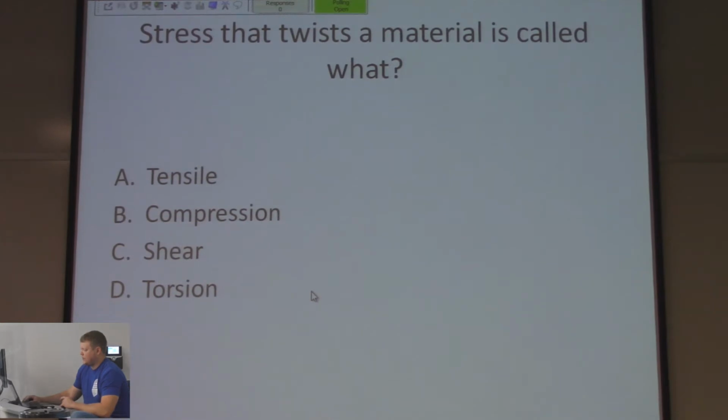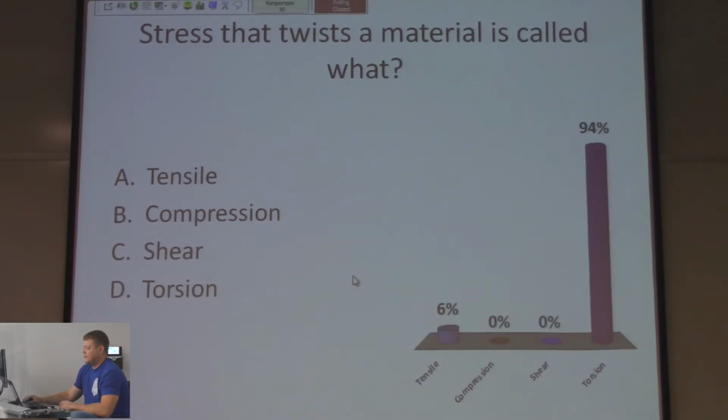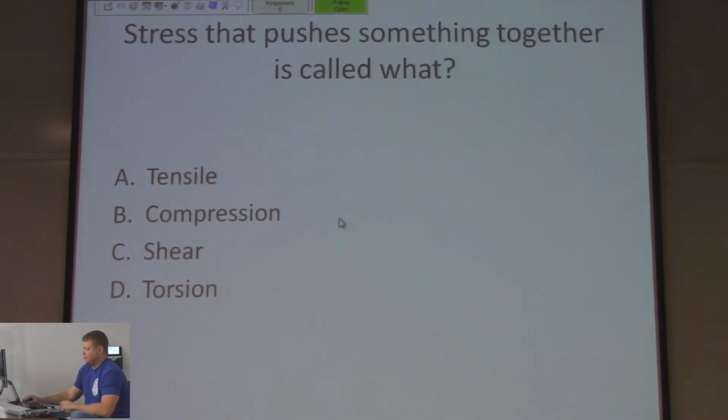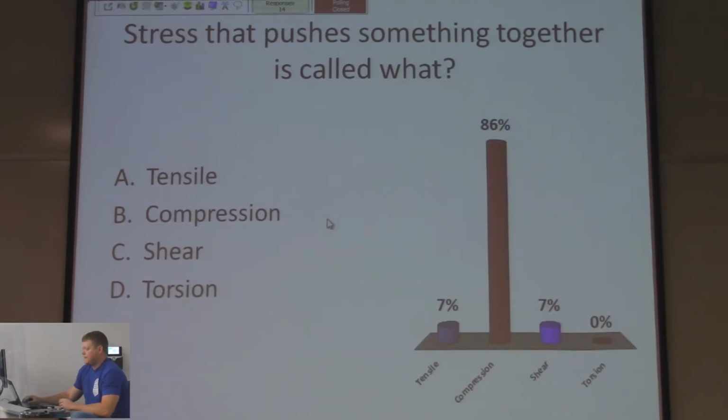Stress that twists a material is called what? Tensile, compression, shear, or torsion. 94% of you are correct. Torsion stress. Stress that pushes something together is called what? Tensile, compression, shear, or torsion. Compression, 86% of you are correct.